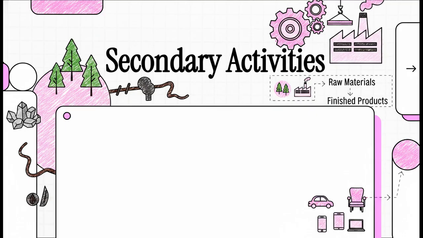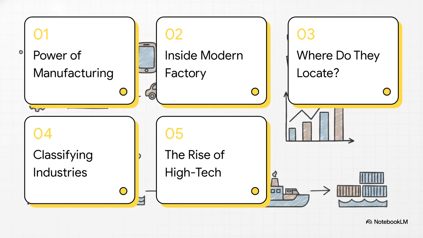To actually succeed here, you need to understand the fundamental economics of manufacturing and exactly how raw materials are transformed into the modern world we see all around us. We're going to unpack this whole concept of secondary activities and basically give you the blueprint for how global industry actually works. So here's our roadmap for today.